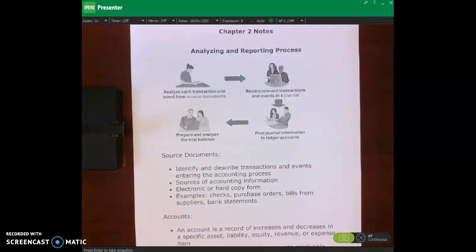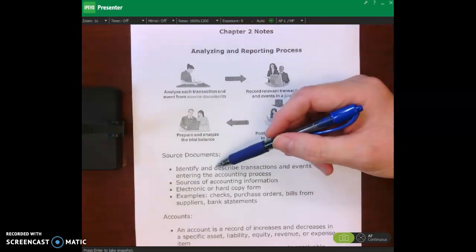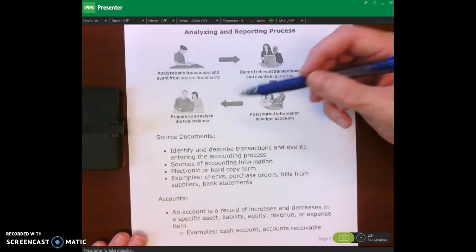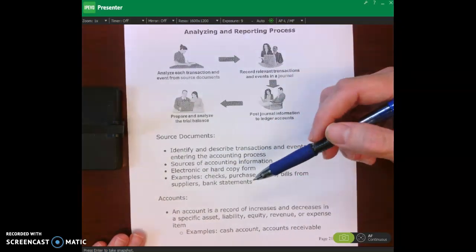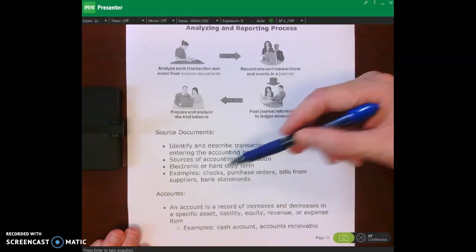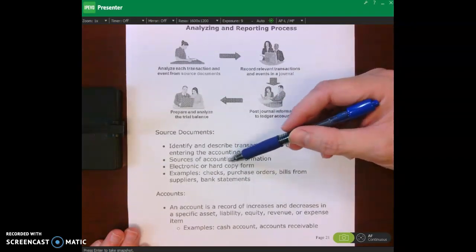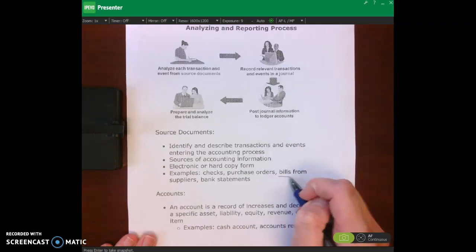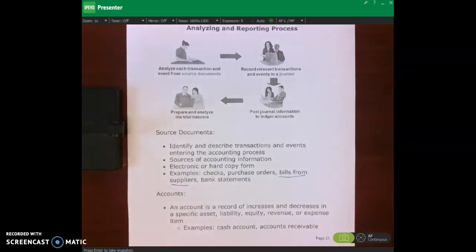So if we look over here, it says analyze each transaction event from a source document. Well, what's a source document? Source documents help us identify and describe transactions. They could be an electronic or paper copy, a hard copy. They're a source of accounting information. So let's give a good example here. I'm going to underline the bills from suppliers. That'd be a really good example to give you some context, okay?